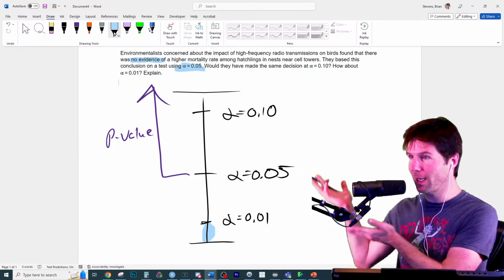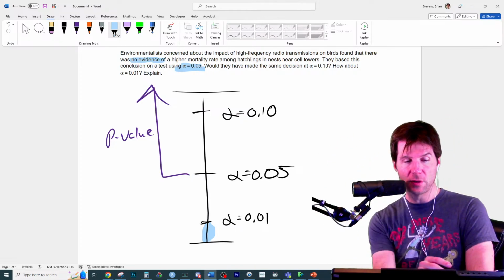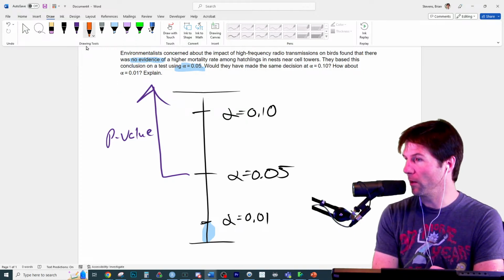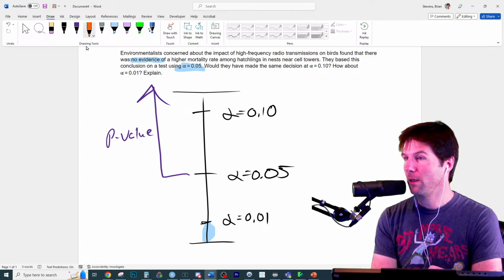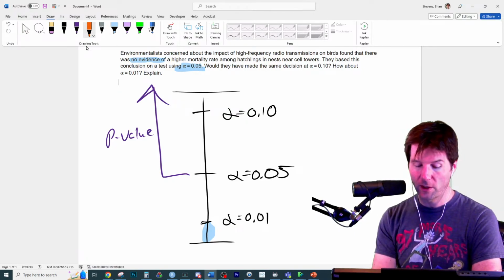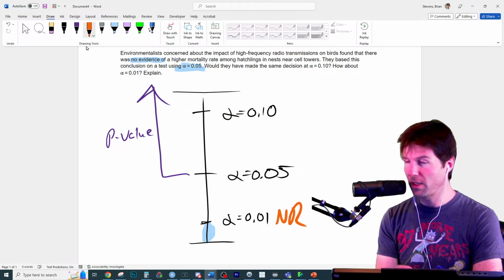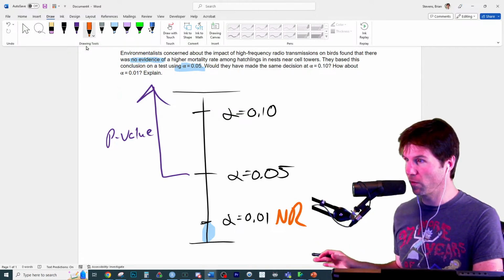We know the p-value has to be 0.05 or higher. So down here, you would definitely reject or not reject the null? You would fail to reject. You would not reject at this alpha level, because your p-value can't be in the rejection region.